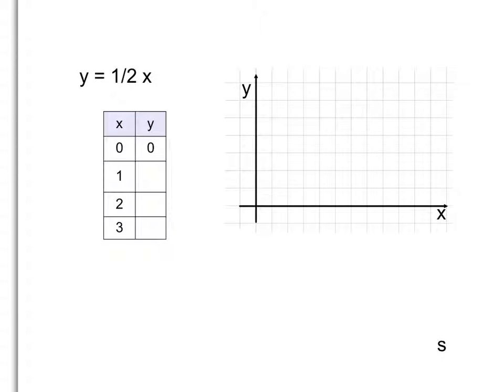1/2 times 0 gives me 0. 1/2 times 1 gives me 1/2. Pretty simple. Or you can say 0.5. Whatever you prefer. I like to use decimals just because decimals are easier to look at and think about in your head. So the next one, 2. 1/2 times 2. 2 halves make 1 whole. 3 times 1/2. 3 halves is 1 and 1/2. 1.5, 1 and 1/2. Either way, whatever you prefer.